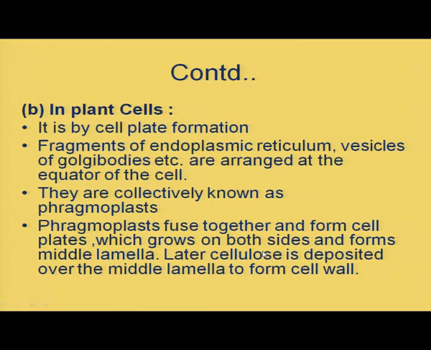And on either side of this middle lamellae, the cellulose materials will be deposited and it will form the cell wall. So, by this method, the cytoplasm of the plant cell will divide equally into two. So, it is by cell plate formation.